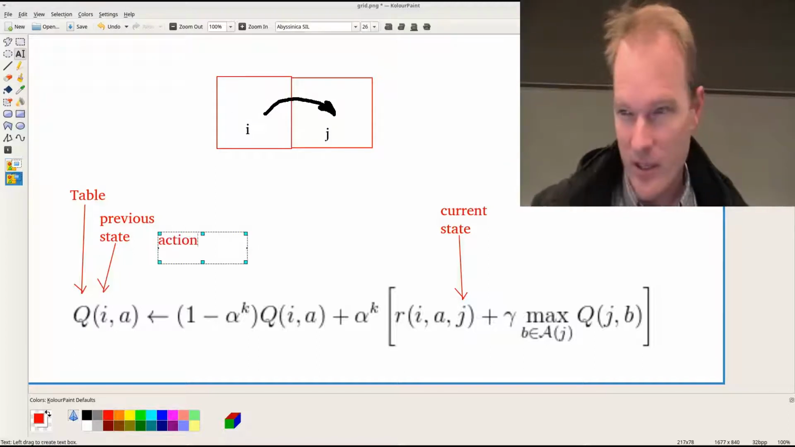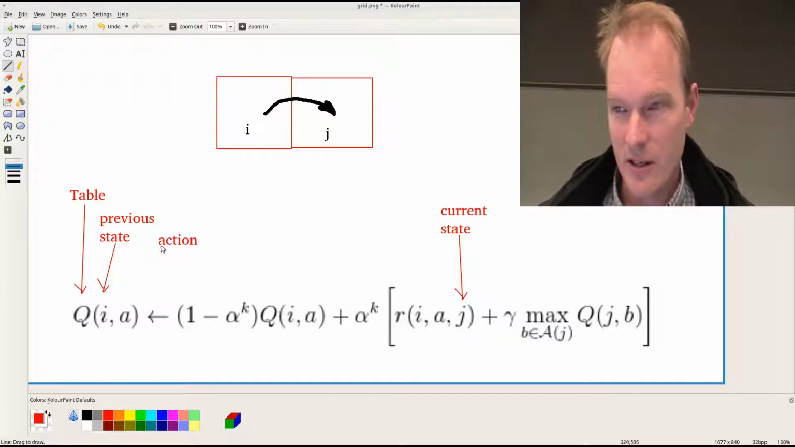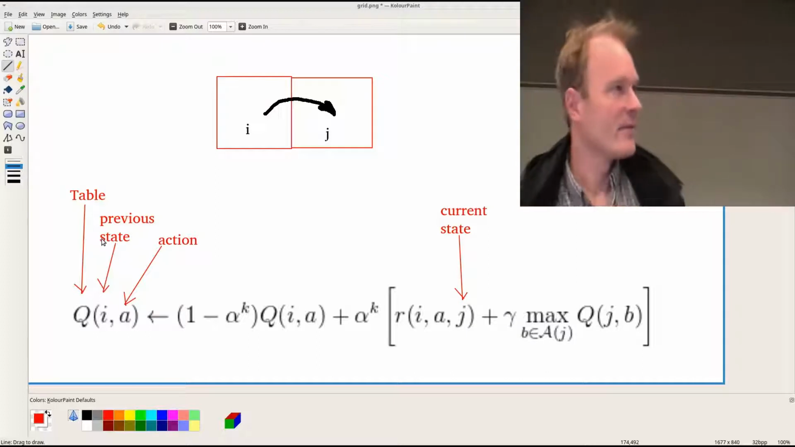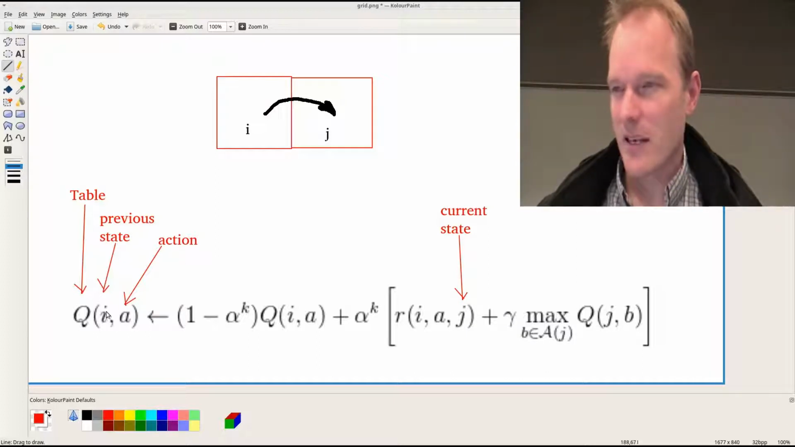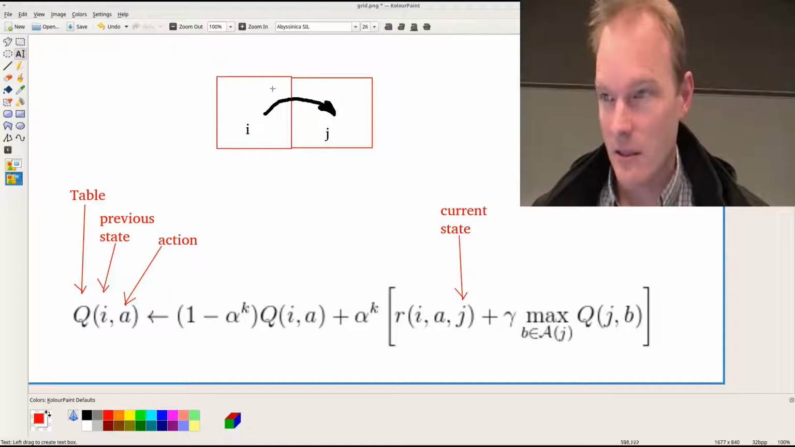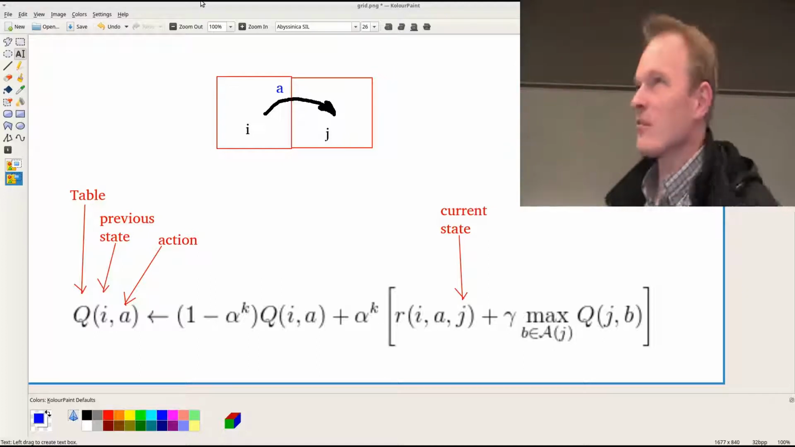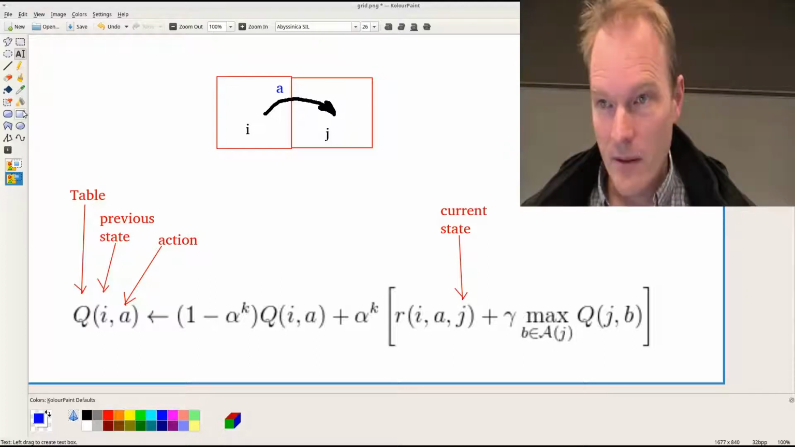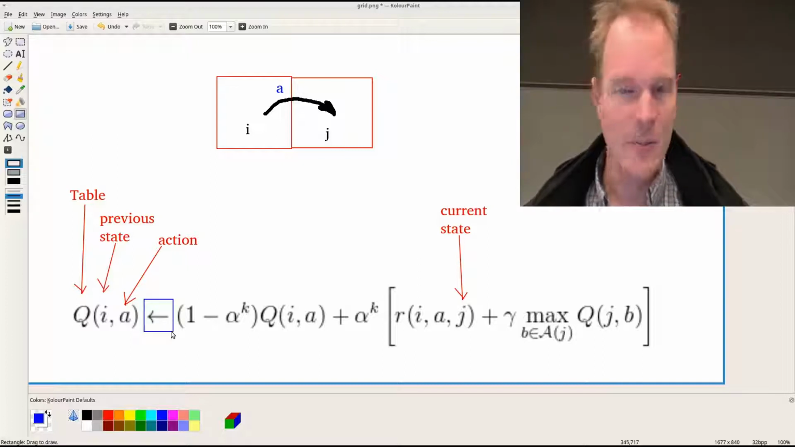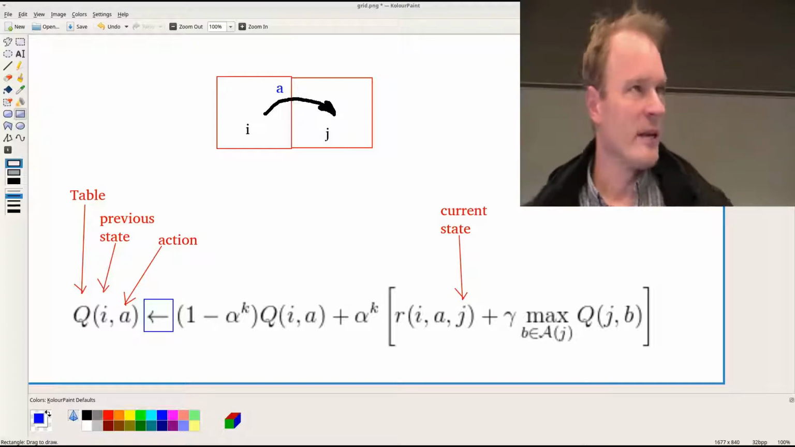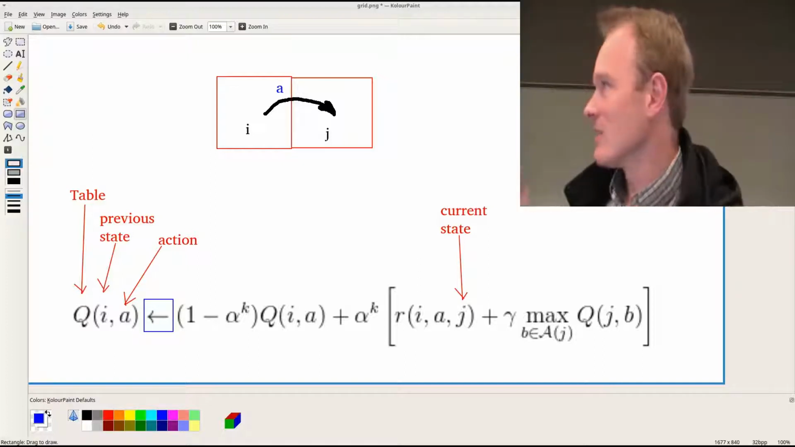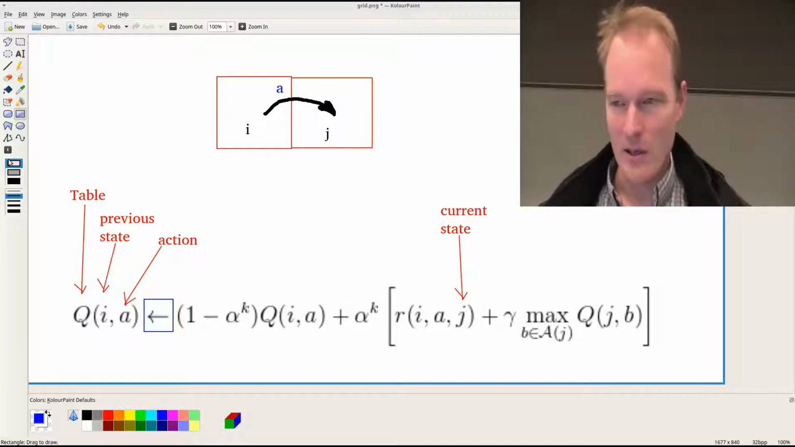A stands for action. This is the action that you took in state I to reach state j. So I guess I should notate a letter A right here to say the action is what caused you to transition from I to j. This arrow right here is the assignment operator. In most programming languages, that's the equal sign. We're updating the value in the table.